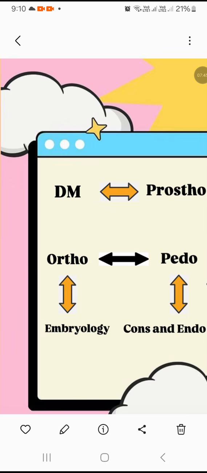I will also be explaining which are the important topics in each subject. Dental materials and prosto, you combine and just revise fast because most of the topics are overlapping. Then you can combine ortho, pedo, ortho embryology, and pedo, conservative and endo. If you want a screenshot of this, take a screenshot while I'm explaining in the video. So it will be easy for you to revise. Combine the subjects and revise in the last minute.